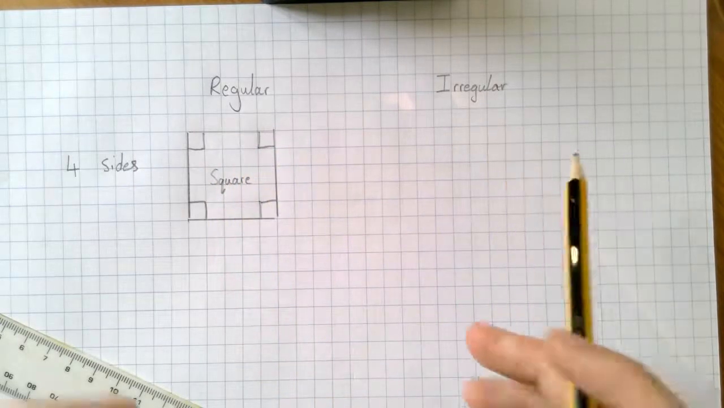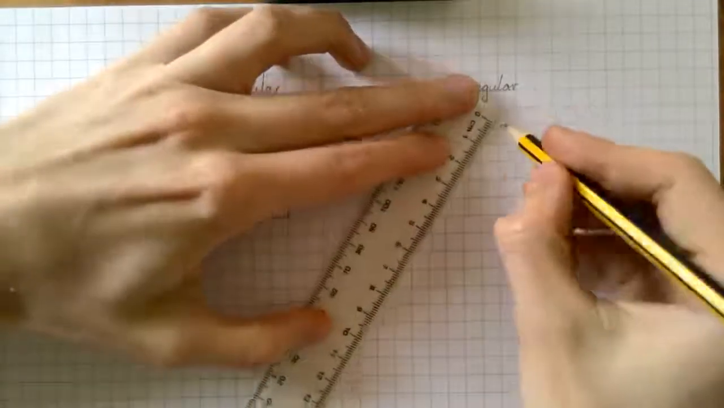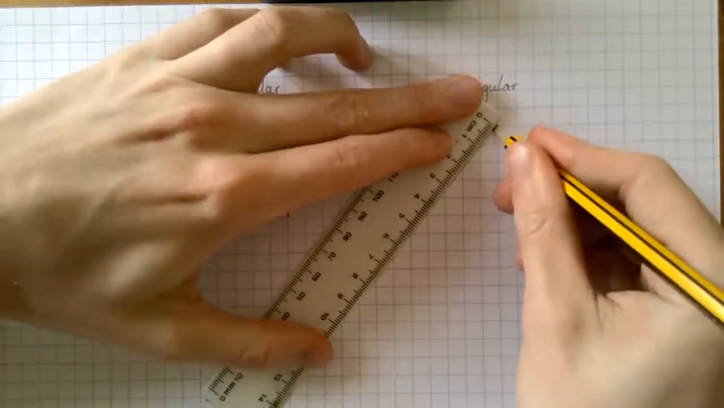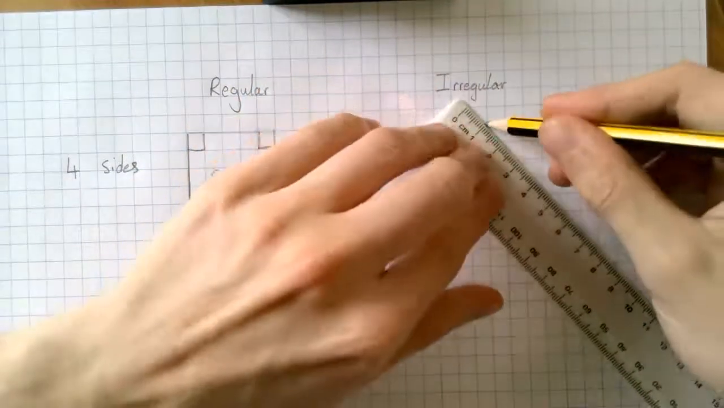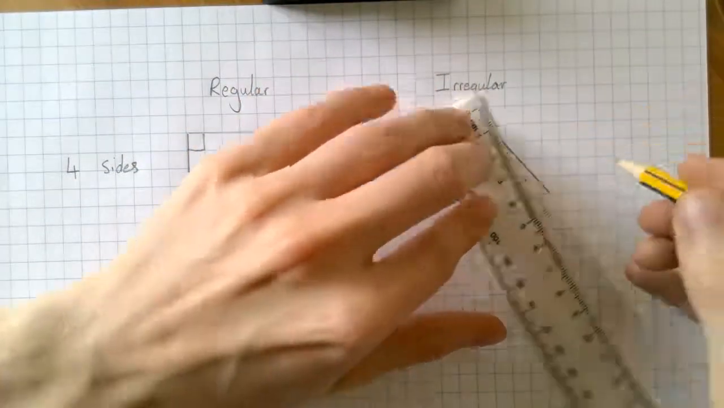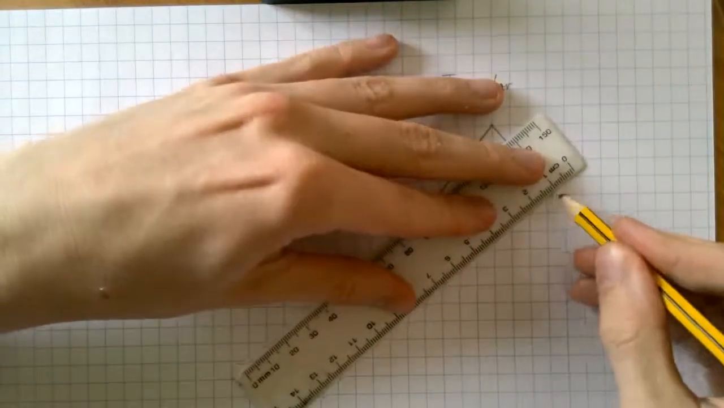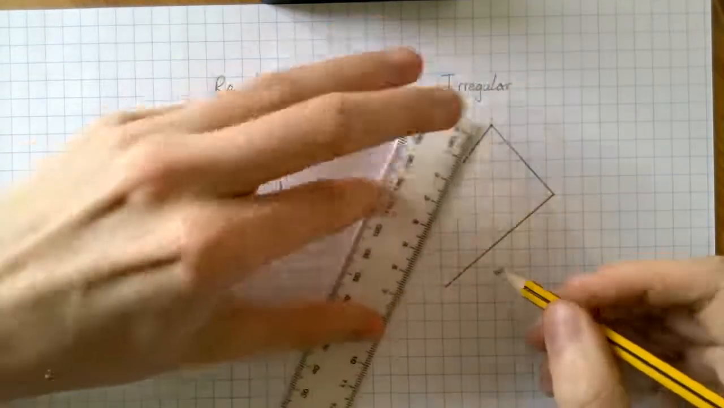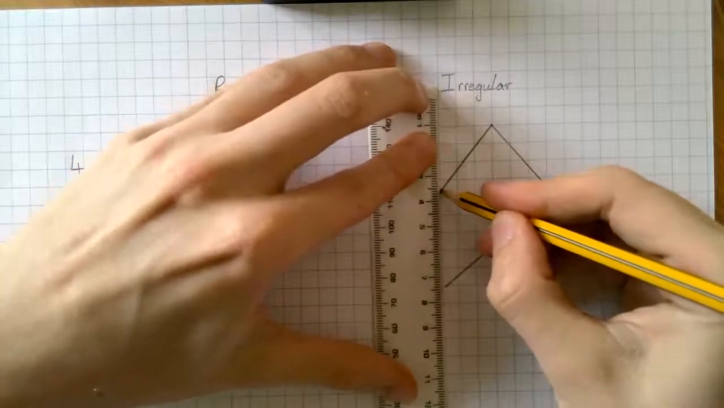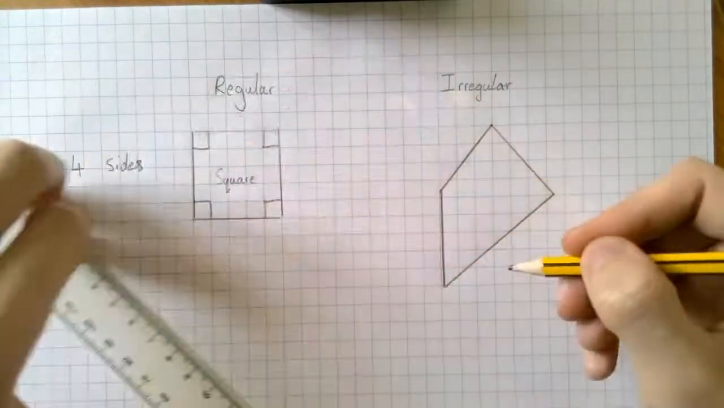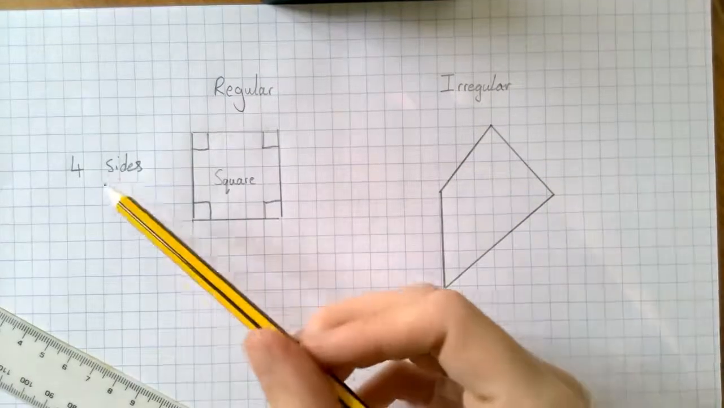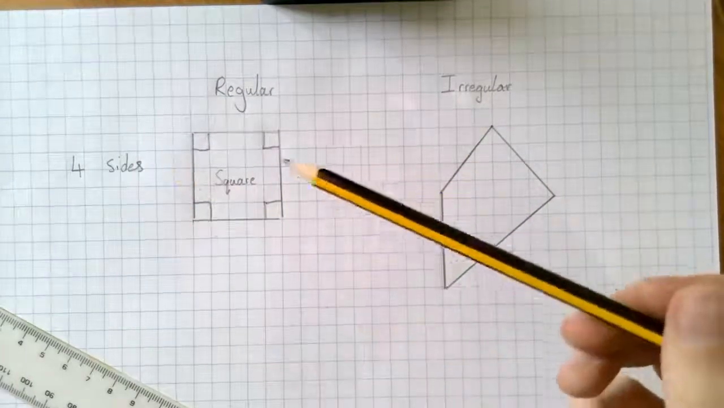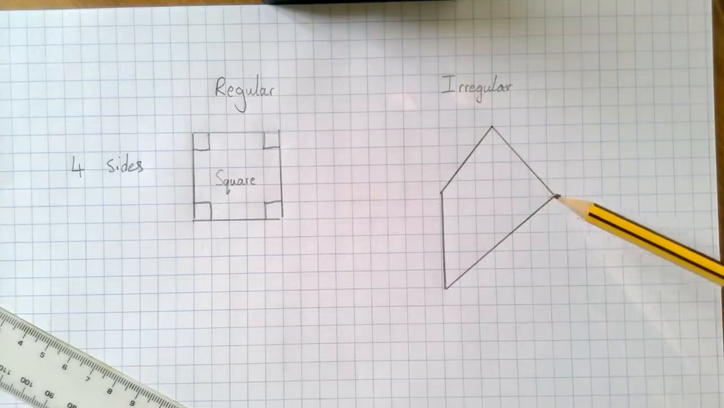So here my irregular shape, again, I don't have to follow those lines at all, I'm not going to. I'm still going to use a ruler though to make sure they are straight sides, so it is still a polygon. Totally random shape. There we go, that joins nicely. But it's still a quadrilateral because it's got those 4 sides. So I've drawn both a regular version and an irregular.